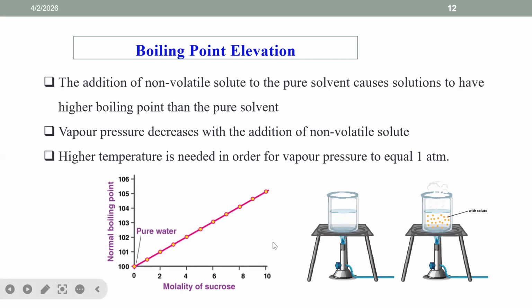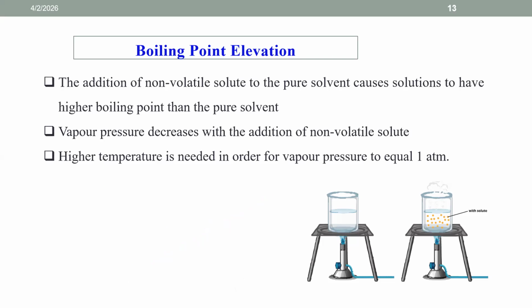The same trend you can present graphically. This is the molarity or concentration of the sucrose solution in water. Pure water boils at 100 degrees centigrade, but a 1 molar solution will boil at a higher temperature. And you will observe the elevation of boiling point of the solution with increase in their concentration. So that is why this elevation in boiling point is also called a colligative property.